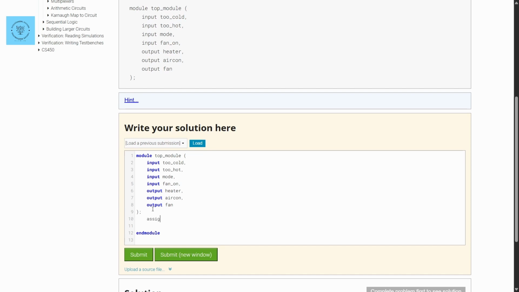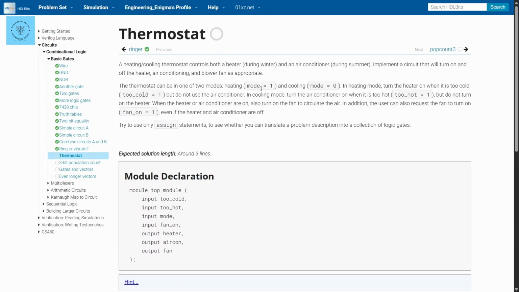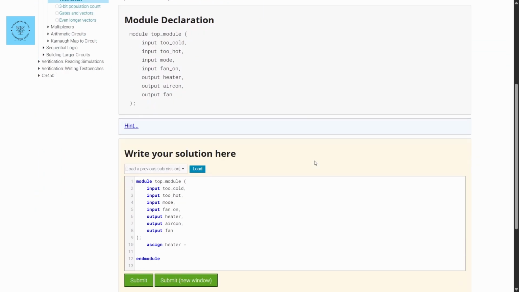So first is assign. First we will go for heater. What they have given is when mode equal to 1 and too cold equal to 1, when both are 1, the heating mode should be on. So when both are equal to 1, the heater will be on.